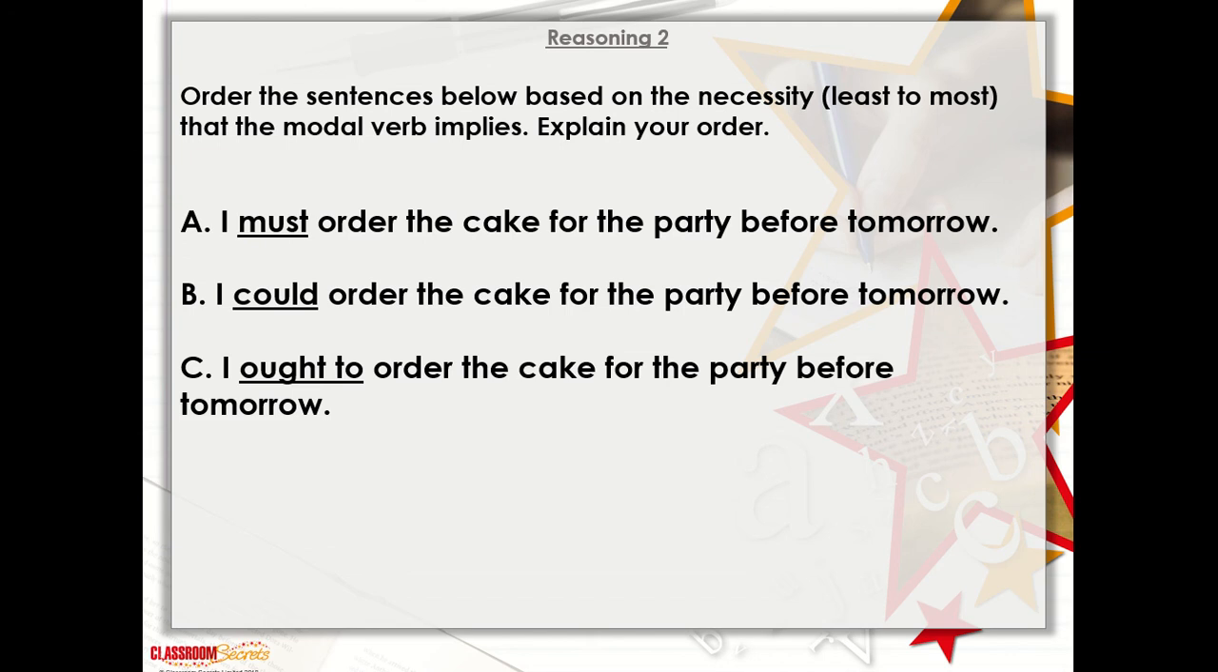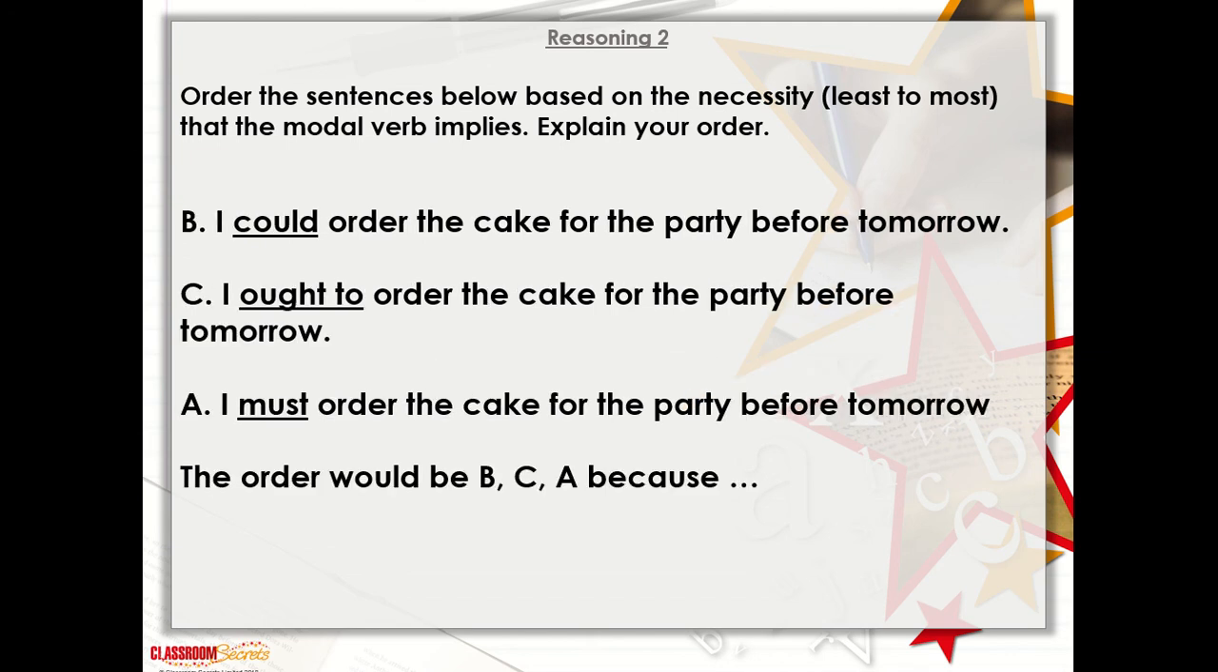I could do it, but that seems to say to me that this person might do it, they might not do it. C, I ought to order the cake for the party before tomorrow. I should do it. That sounds a bit more like this person's actually going to do it. So I've got to put those in order from least to most. That is the first thing, and that would be B, C, A. B says, I could do it. But as I said earlier, they might do. They don't sound like they know whether they will or they won't. So it doesn't sound very urgent.